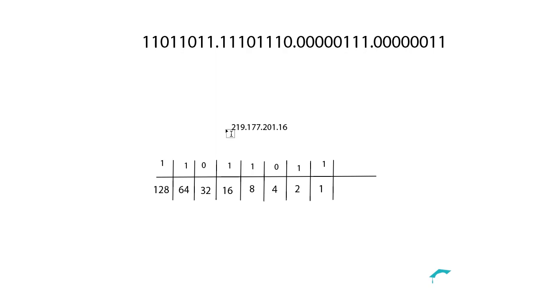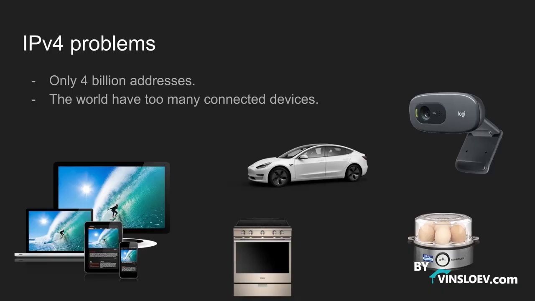So now it's time to look into what the problem is with the current IP version 4. Now that we have seen what IP version 4 looks like, it's time to talk about the problems with it. The problem with this IP version is that as it is a 32-bit address, it is only possible to have 4 billion different addresses.